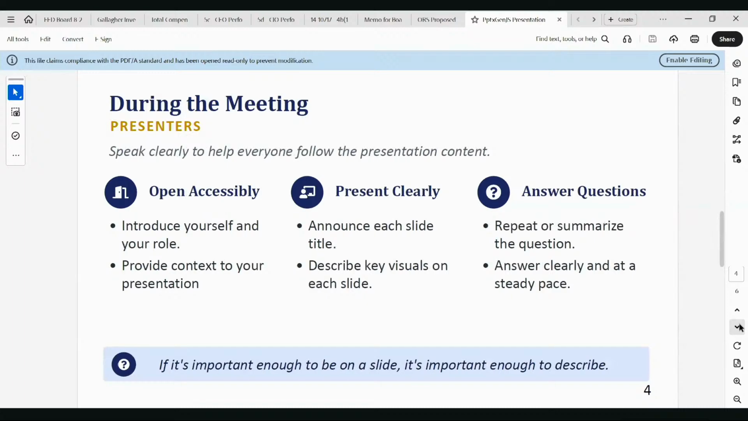So during the meeting, for our presenters, we want to make sure that you introduce yourself and your role. John Flynn, CEO. Provide context to your presentation. That's done in a bunch of different ways around describing the key visuals, what's the point of the slide, making sure that you're allowing those who can't see the slides to be able to follow along and participate in the discussion, or at least be there to witness the discussion. Anytime we receive questions, it's good practice to repeat the question, and then, of course, answer clearly. Next slide, please.